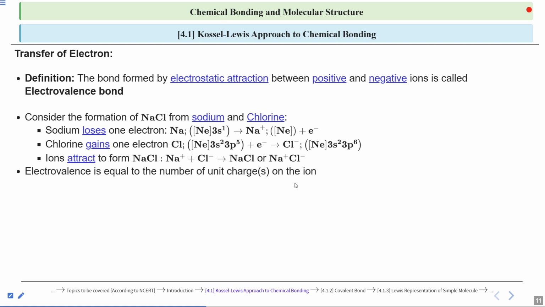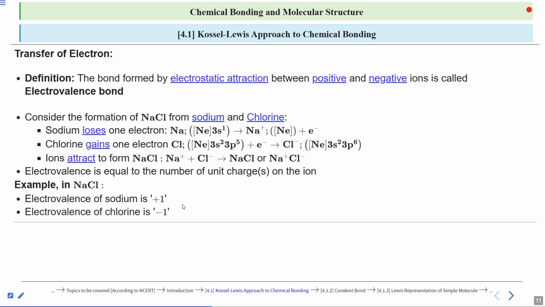Now, an important term related to this electrovalent bond is electrovalence. What is it? It is simply the charge on the ion. So, if I ask you that in case of NaCl, what is the electrovalence for sodium and chlorine? For sodium, it is +1, and for chloride ion, it is -1. So, I guess till this part, it is clear to all of you. It is very simple to understand what is sharing and what is transfer. Okay.